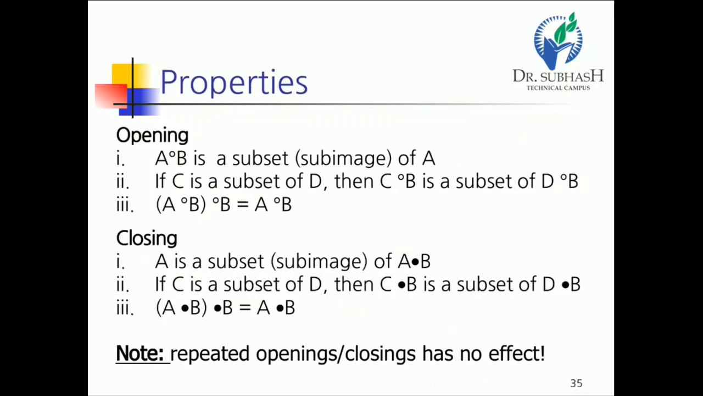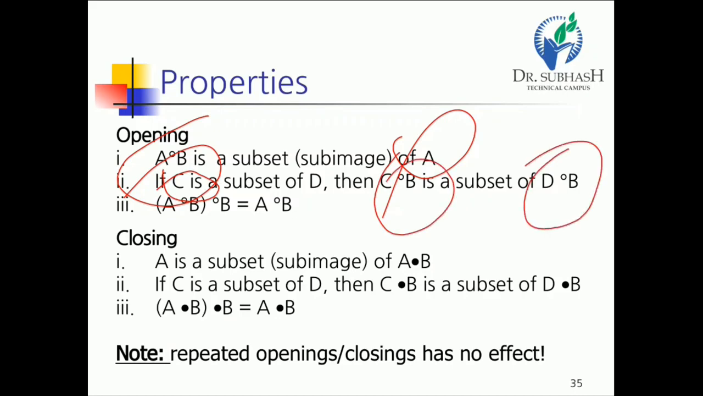These are the properties of opening and closing for digital morphological processing. First, A opening B is a subset of A. This is the most important fact. Second, if C is a subset of D, then C opening B is a subset of D opening B. Again, if C is a subset of D, then C opening B is a subset of D opening B. Third and important, A opening B, opened again with B, is equal to A opening B.